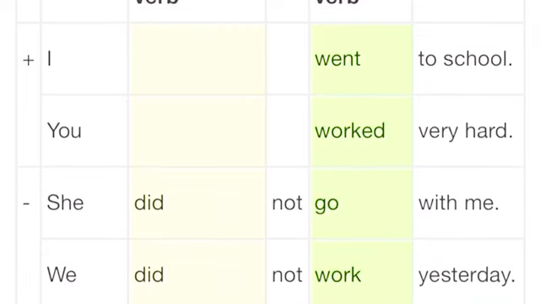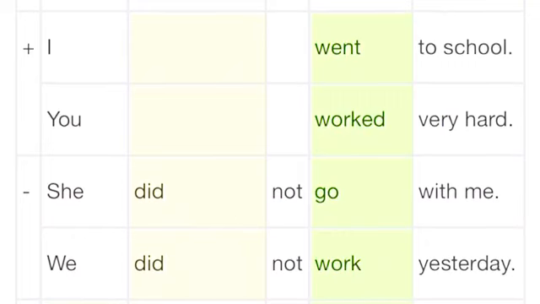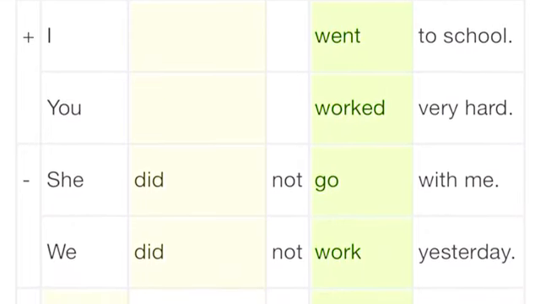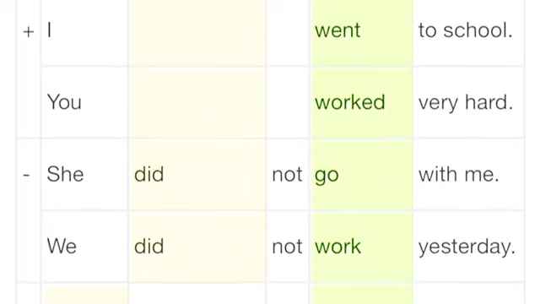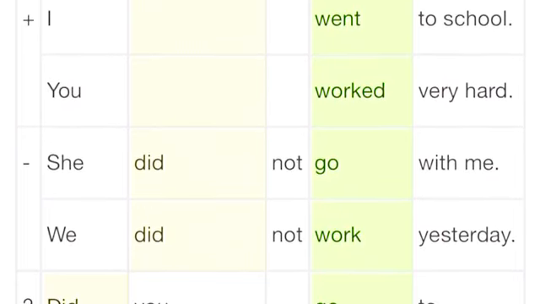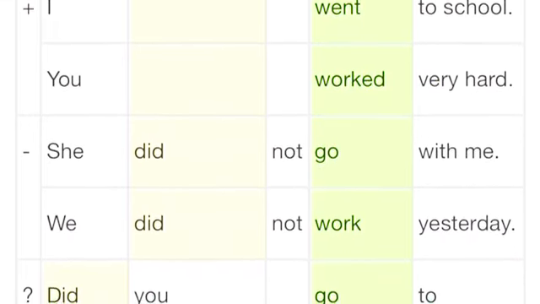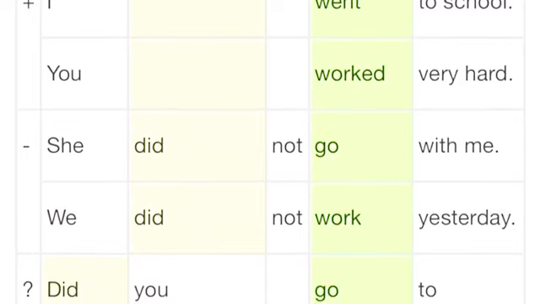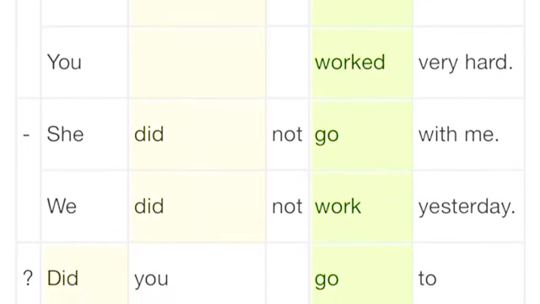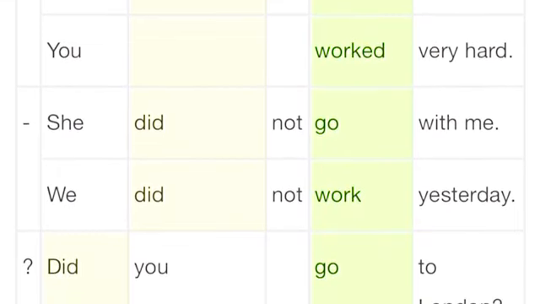The second one, you worked very hard. See, the subject is you, main verb worked very hard in the simple past. Now, coming down to the negative and question sentences. She did not go with me. If you see the auxiliary verb, that is did. If we are using did as an auxiliary verb, our main verb will be in the base form, that is go. Got it? She did not go with me.